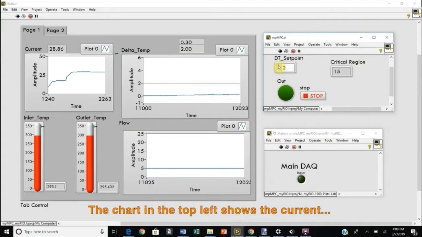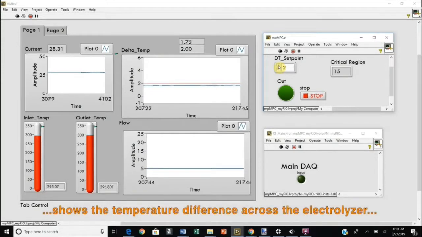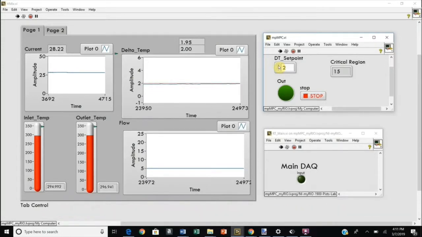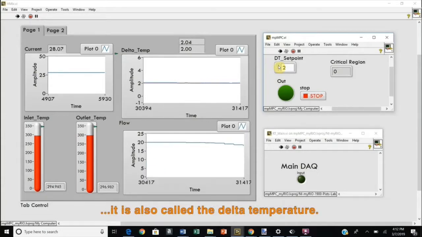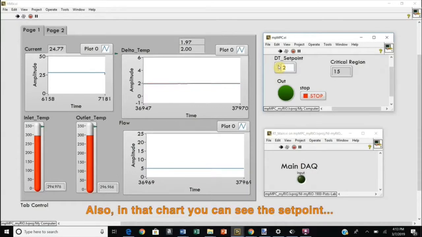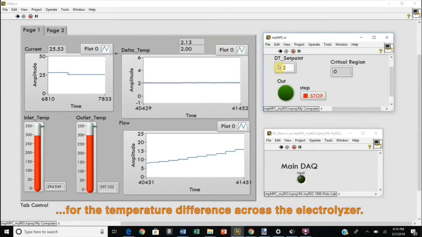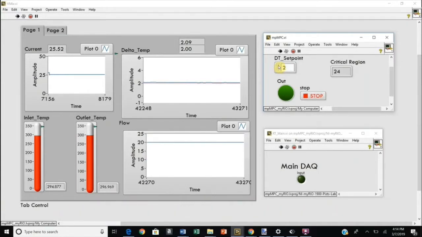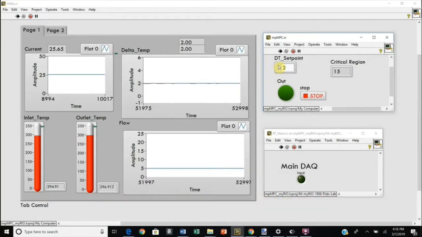The chart on the top left shows the current, and the top right chart shows the temperature difference across the electrolyzer, which is the control variable. It's also called the delta temperature. Also in that chart, you can see the set point for the temperature difference across the electrolyzer. The bottom right chart shows the control action, which is the water flow rate.